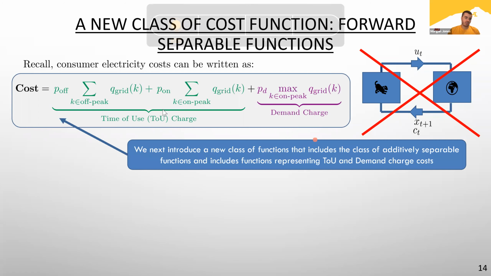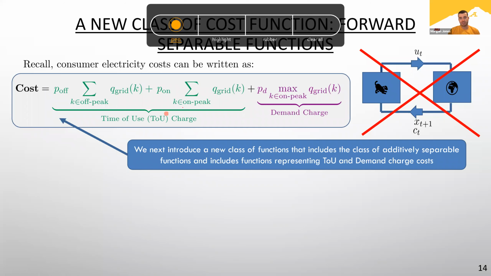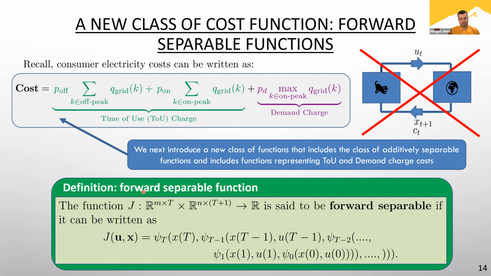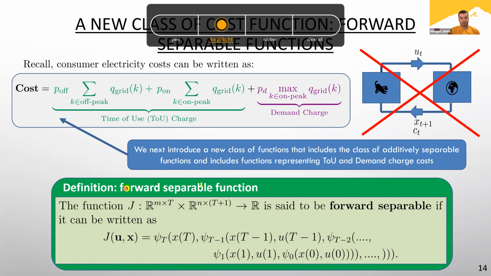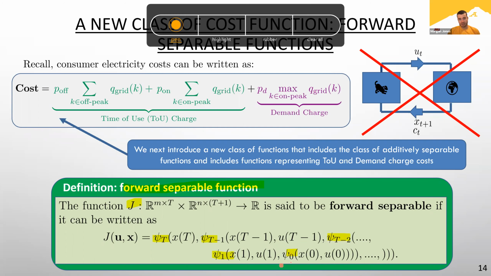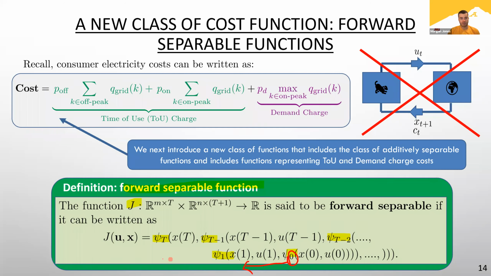So we'll next generalize the type of cost functions that we consider in our multi-stage optimization problems. And this class of functions will include costs that occur in the battery scheduling problem. So this class is called forward separable functions, and they're functions J that can be written in this form of a composition of these psi maps. And these psi maps, in a way, the composition starts at 0 and goes forward in time to the terminal time of the problem.